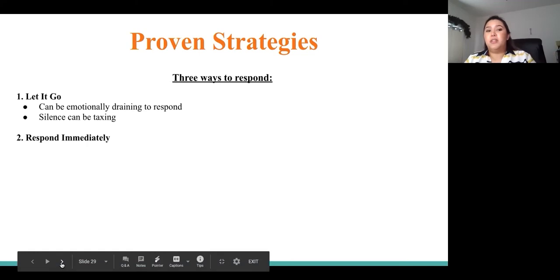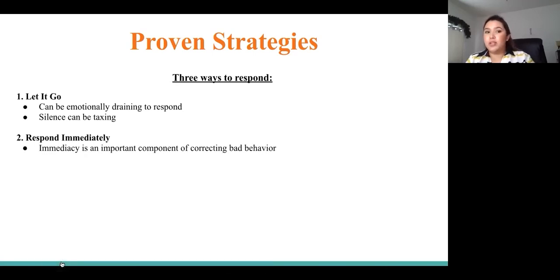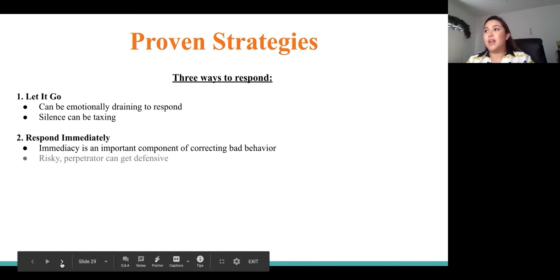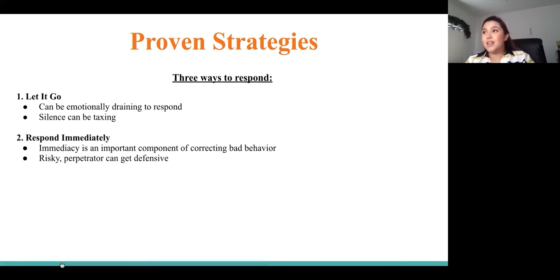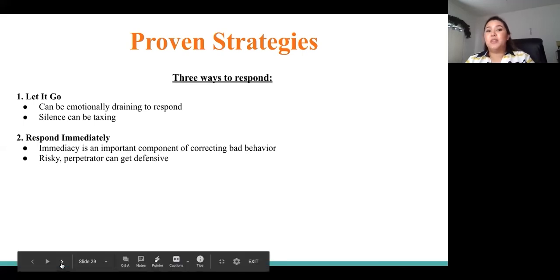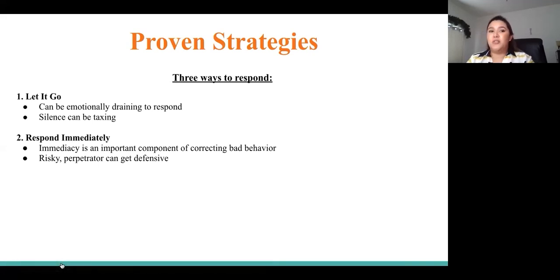Our other option would be to respond immediately in that moment. Immediacy would be important because it's an important component of correcting the bad behavior. It happened right in that second and you can address it right at that time. But this is a risky thing to do because then the person who is the perpetrator can get defensive and that can quickly turn into a non-productive conversation.